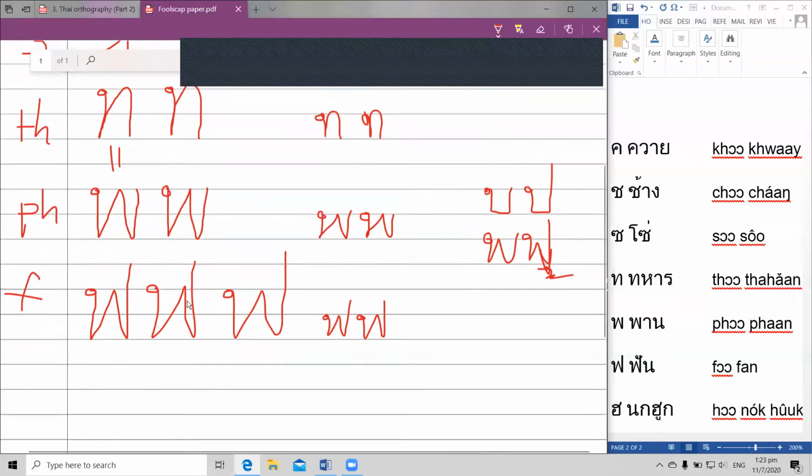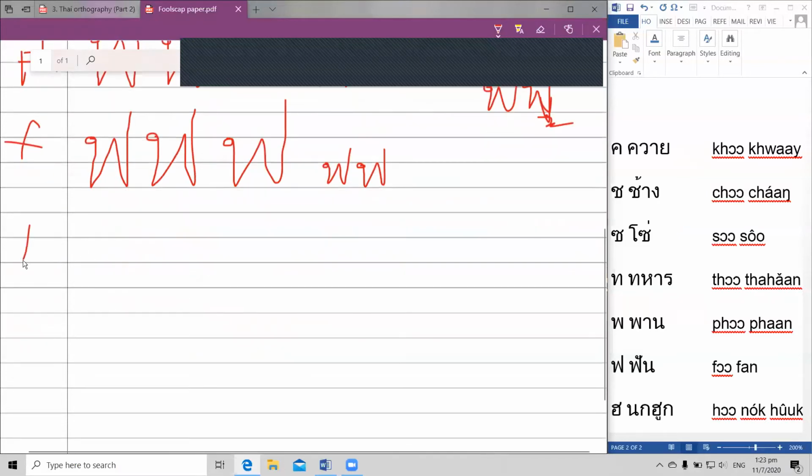Lastly, we have the ฮอนกฮูก, correct? It looks like the ออัง. Remember ออัง looks like this, right? But the ฮอนกฮูก is like ออัง but you do like that. It's like wearing a cap or something, or a wavy hairstyle.